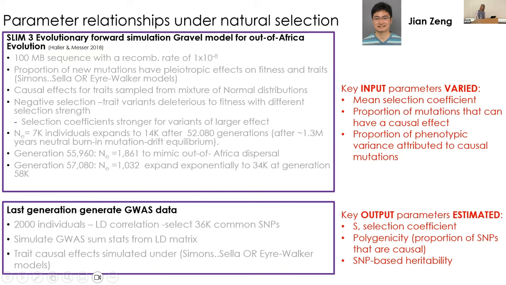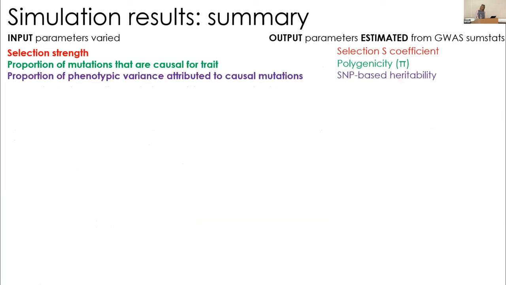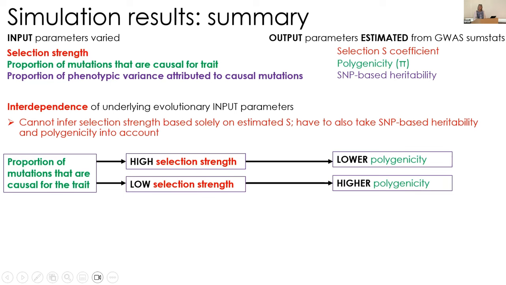In these simulations, the key input parameters that are varied are the selection coefficient with the relationship to fitness, the proportion of mutations that have a causal effect, and the proportion of phenotypic variation attributable to causal mutations. The key output parameters are the S selection coefficient, the polygenicity parameter, and the SNP-based heritability. Summarizing the results very quickly, there were input parameters to the simulation and output parameters, and you can see that they are related to each other, but they're not exactly the same.